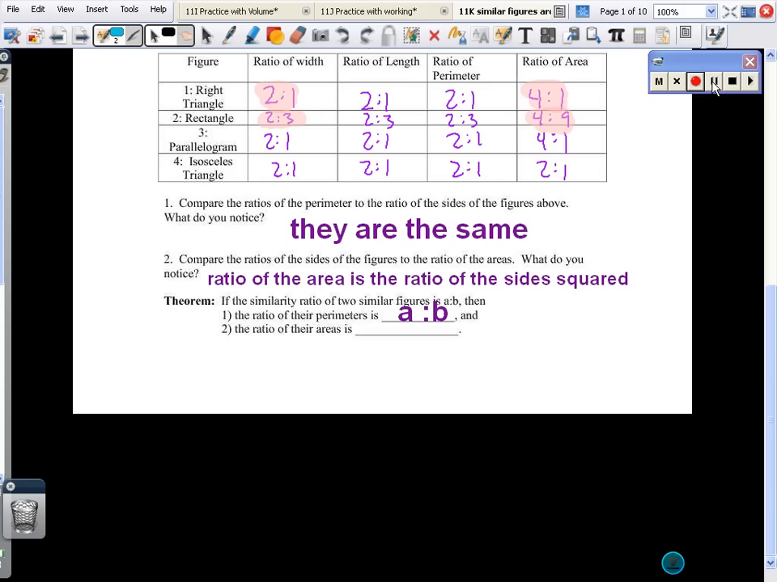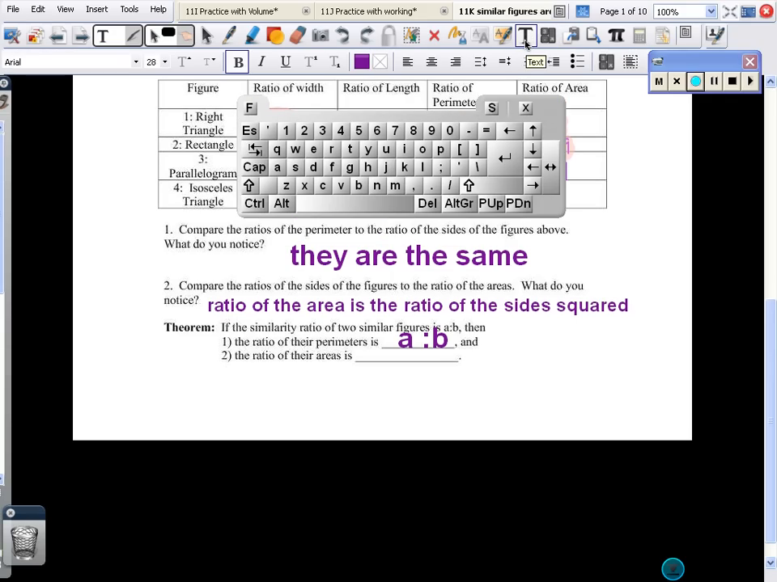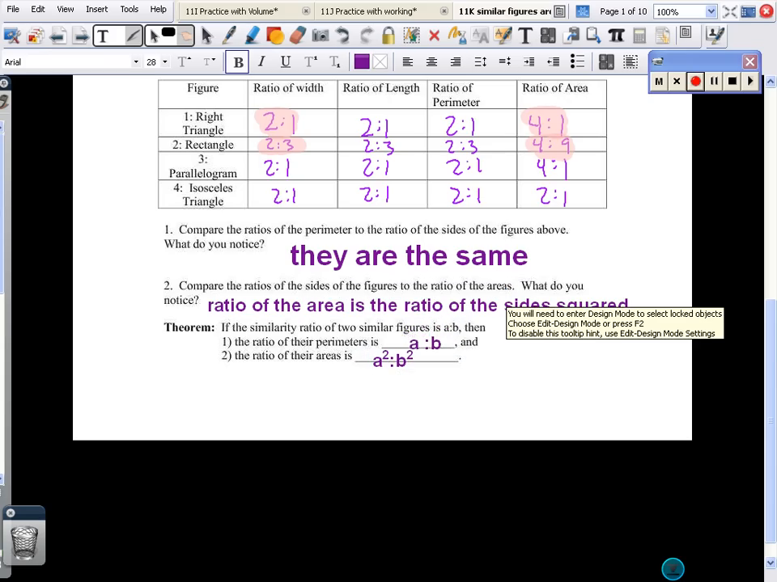And rather than mess with, there we go. The ratio there would be A squared to B squared. So this one's A to B, and that one's A to B squared. All right. Those are the similarity ratios that we're going to work with for perimeter and area.